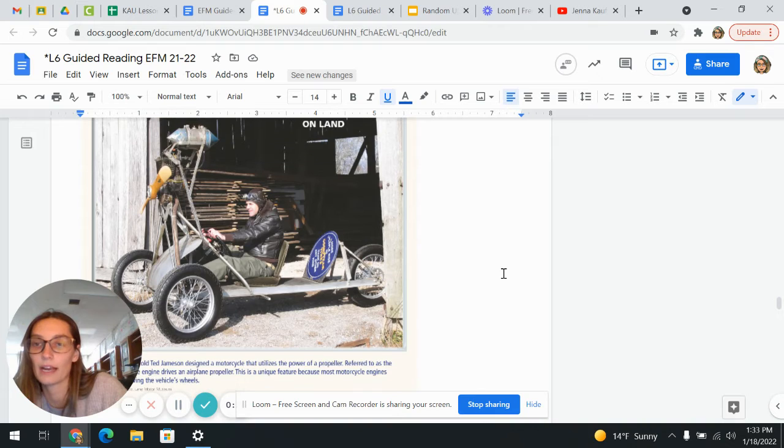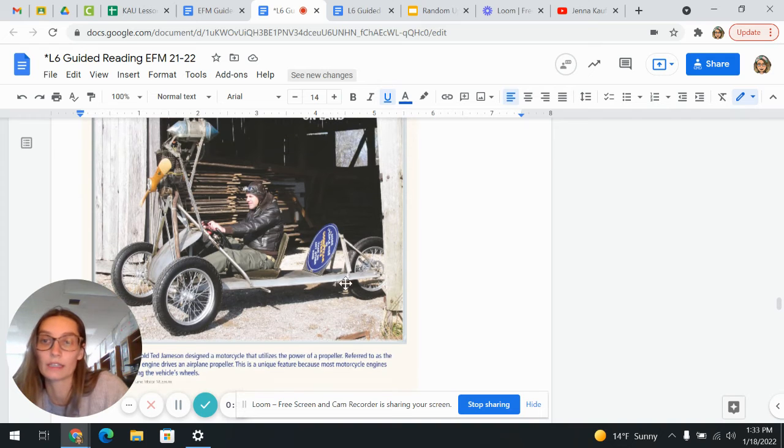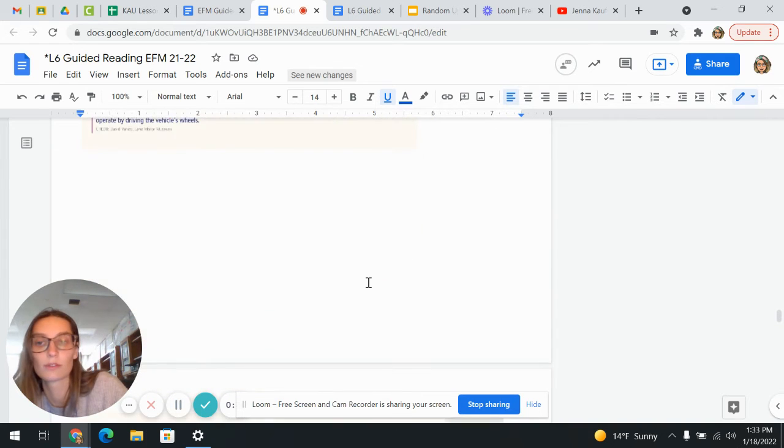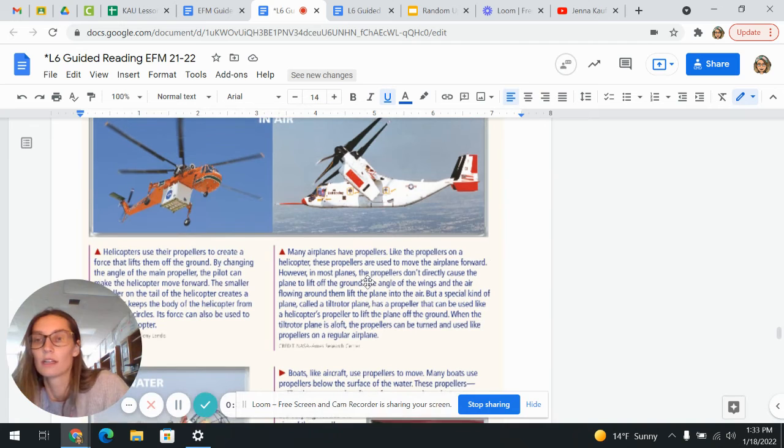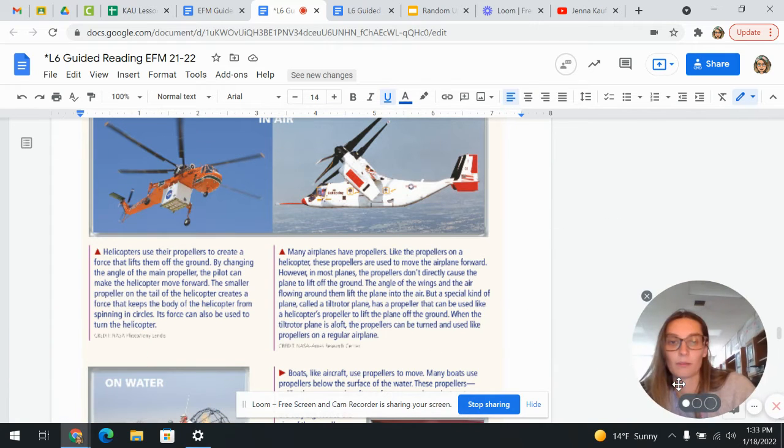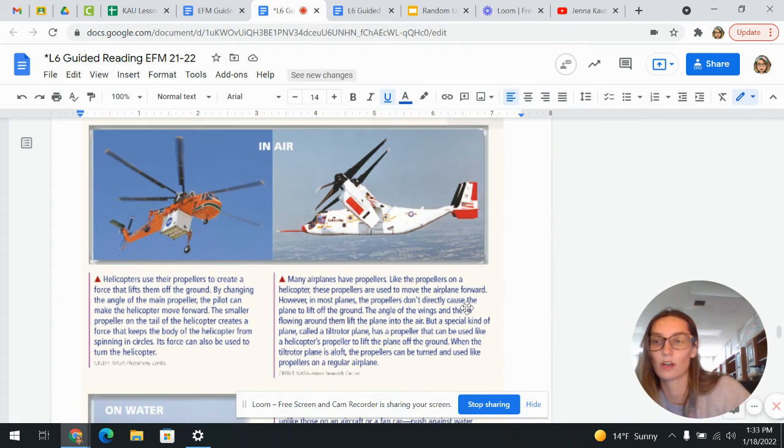You can see here we have an example of an older version of a motorcycle using propellers to make the motorcycle move. We're going to look at a few pictures here, and I'm going to read the captions for them, for helicopters and airplanes. So I'll start here with the helicopters and how propellers are used in the air.